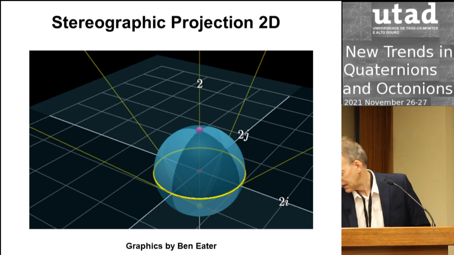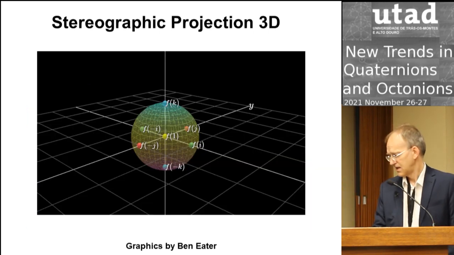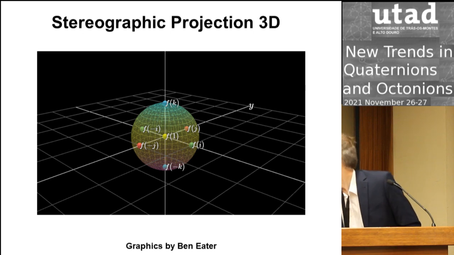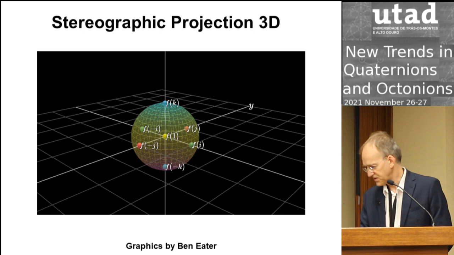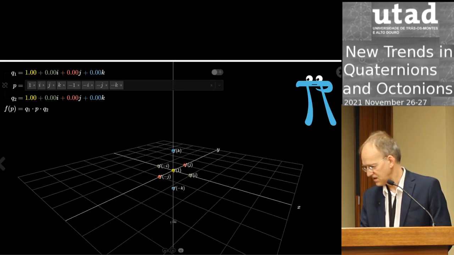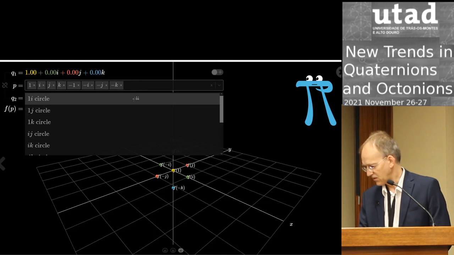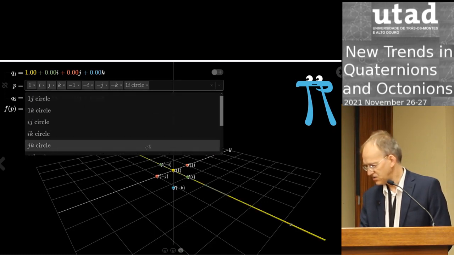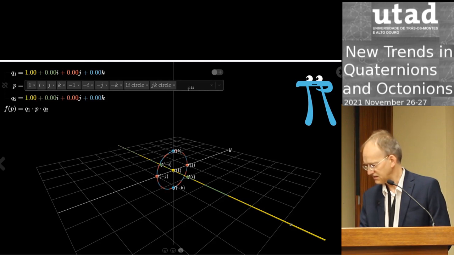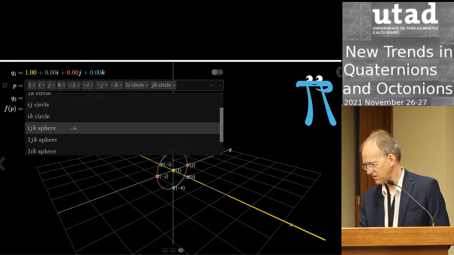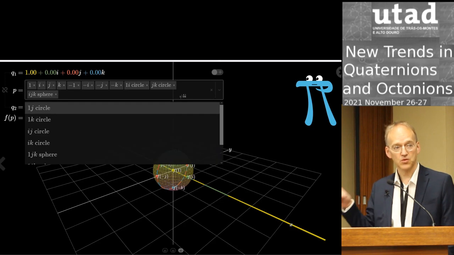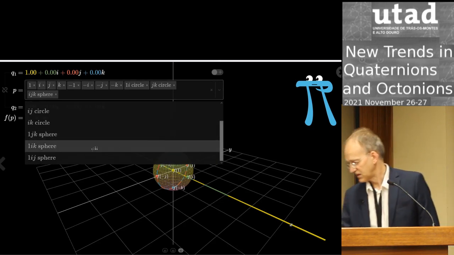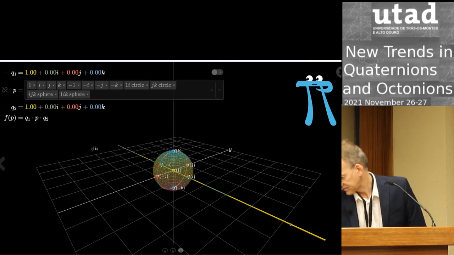And eventually, in three dimensions, this stereographic projection works as well, and you can nicely visualize this. You have the positions of I, J, K, and in the center is the identity, and you can visualize circles. That's the J, K circle and the sphere. That would be the sphere corresponding to pure quaternions. And this straight line is also a circle, but in the projection it becomes a straight line in the real and I direction.